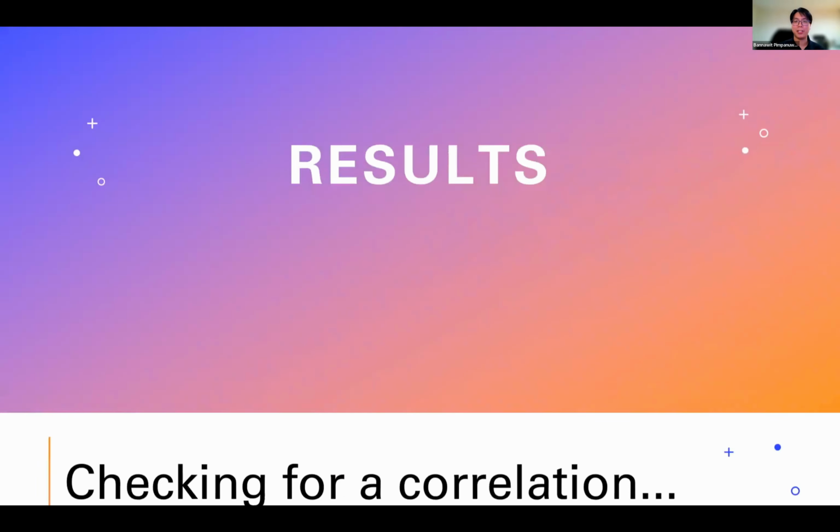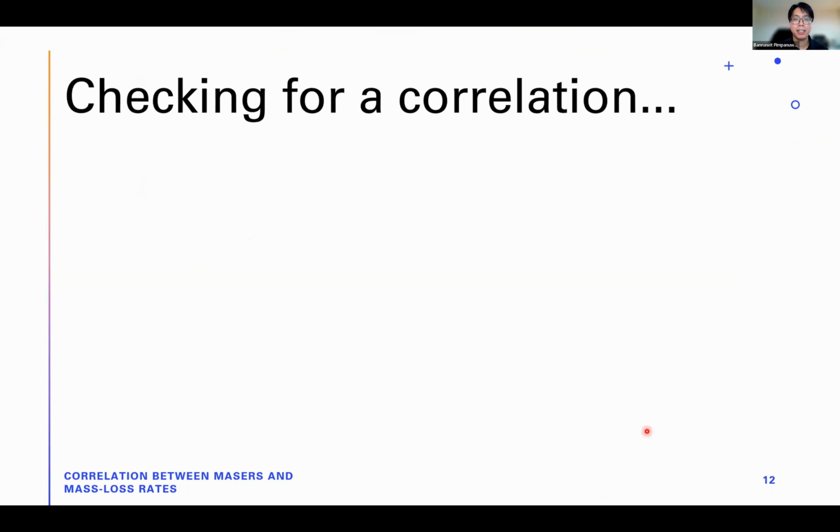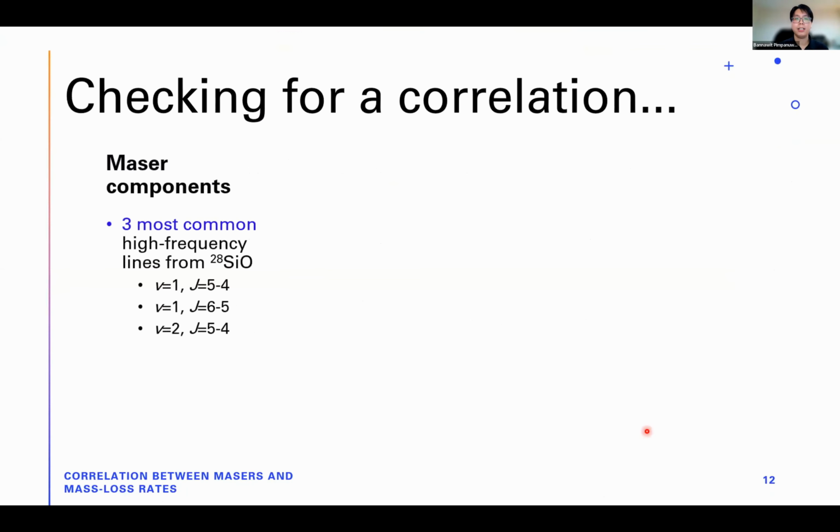Right, so time for the results. Now, here, I'm just going to show you some notes for the plots that I will show you in the following slides. So the maser components that are used in this analysis are from the 3 most common high-frequency lines from 28SiO. So, v=1, J 5 to 4, J 6 to 5, and then v=2, J 5 to 4. And in this analysis, we only include the sources that have got more than 10 fitted components.